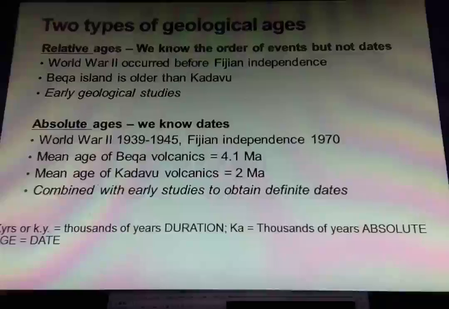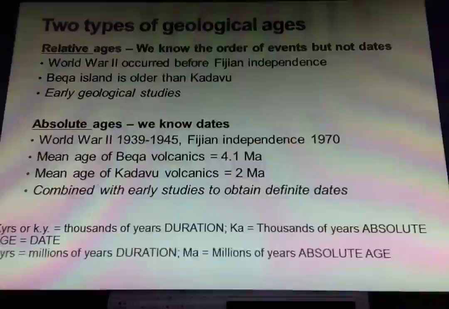Ka on its own, thousands of years. So it's an absolute date. It's an age. KYRS, KY is a duration, a time period. Ka is thousands of years as an absolute date, thousands of years before present.